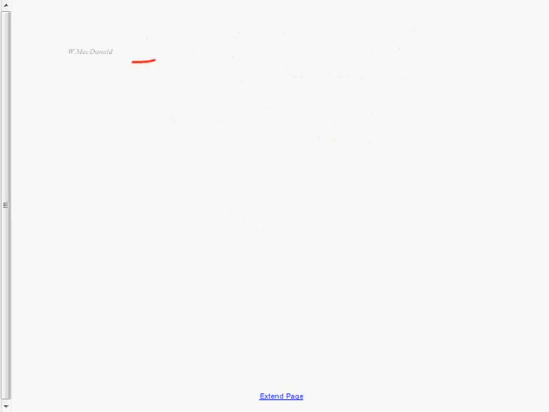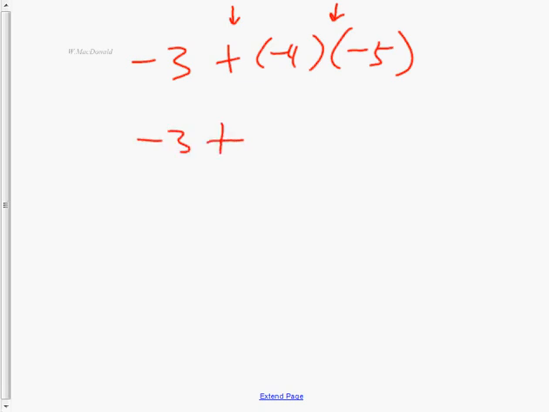Question 2 says negative 3 plus negative 4, and then there's a bracket with a negative 5. Now this is almost identical to the last question because it's the same types of operations. It's an addition, and right in here we have multiplication. When you have two numbers next to each other with brackets, and there are no operations between them, it means multiplication. So I'm going to do negative 3 plus the product of these two.